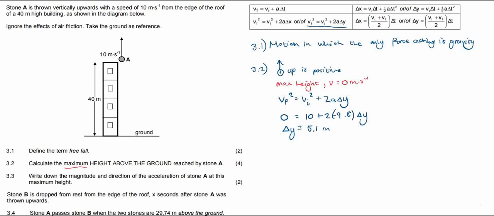And this 5.1 meters is the height that stone A reaches after it's been projected from the top of the building. So when stone A reaches its maximum height, the distance from this maximum height to the top of the building is 5.1 meters. So to get the maximum height above the ground reached by stone A, we have to add the 40 meters, which is the height of the building.